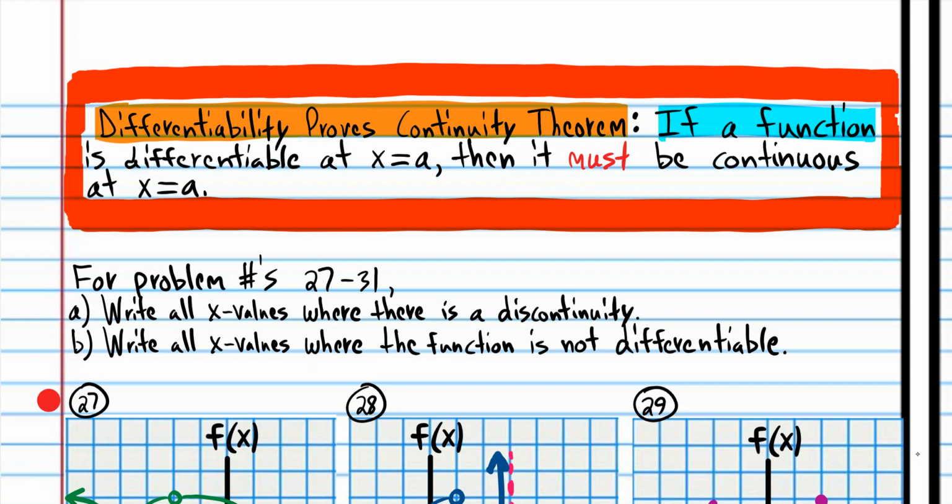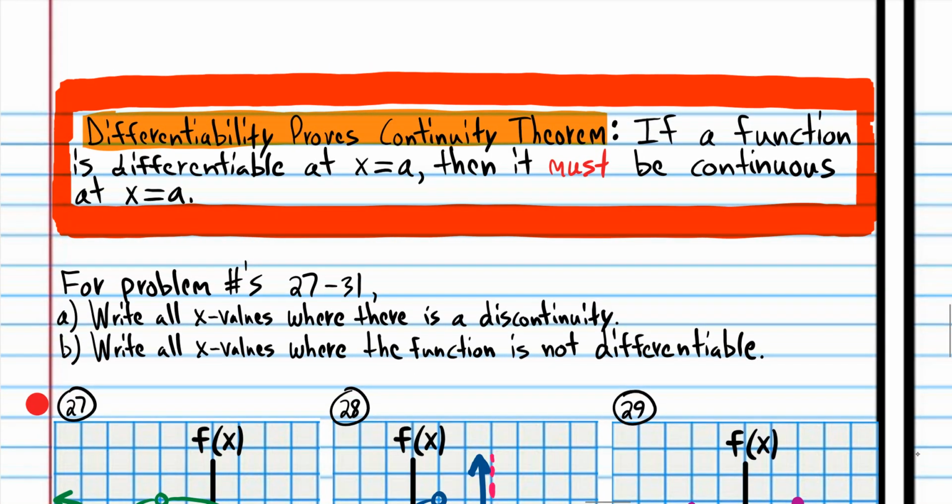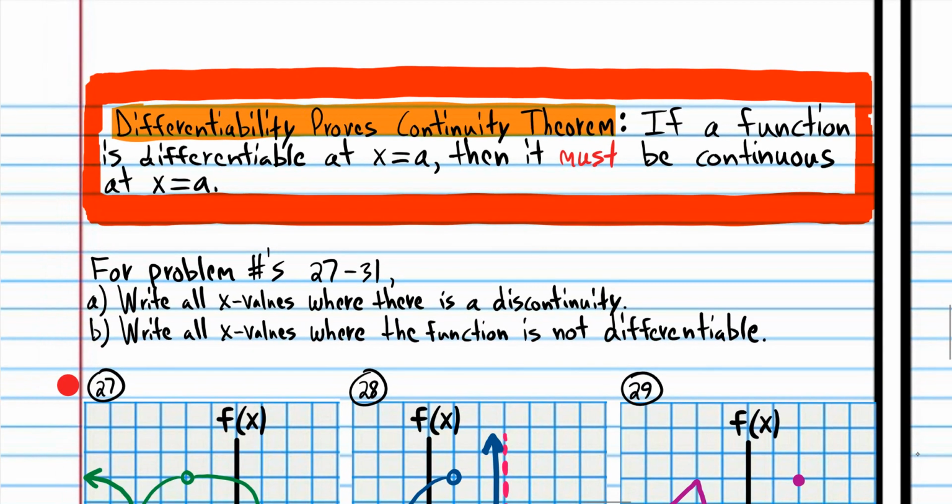You're going to be told on the Advanced Placement Calculus AB exam that a function is differentiable, and you're going to be expected to conclude from that that it's continuous. And we're talking about differentiability on intervals. You're going to be told it's differentiable on some interval, and you're going to be expected to conclude from that that it's also continuous. So this is an important theorem.